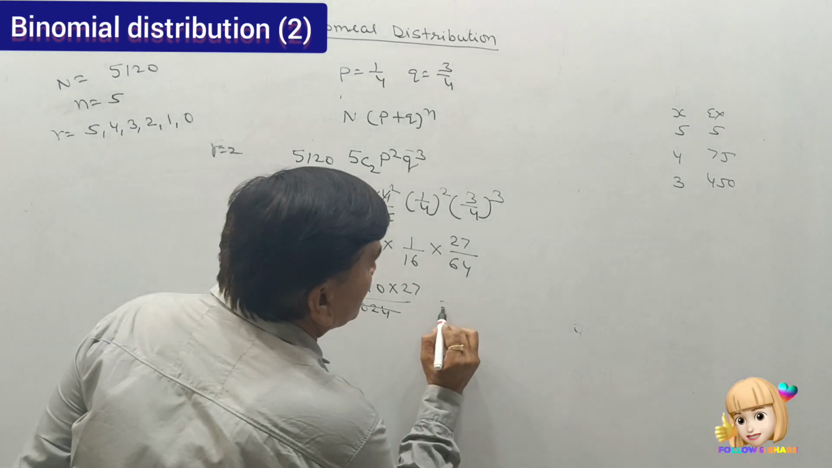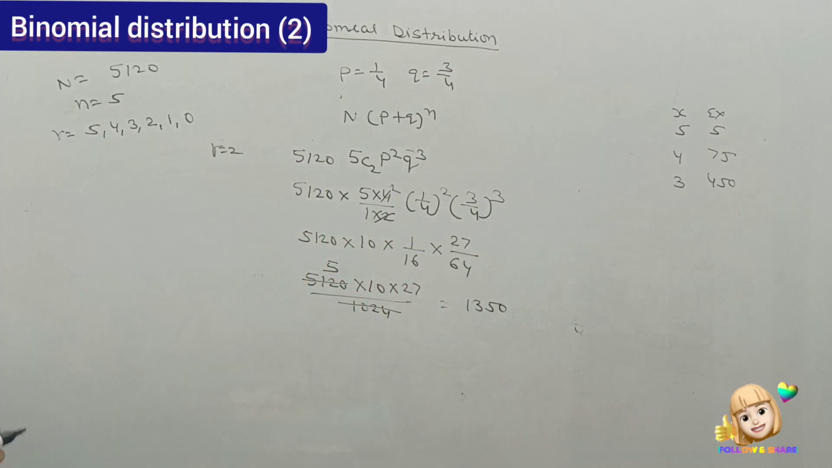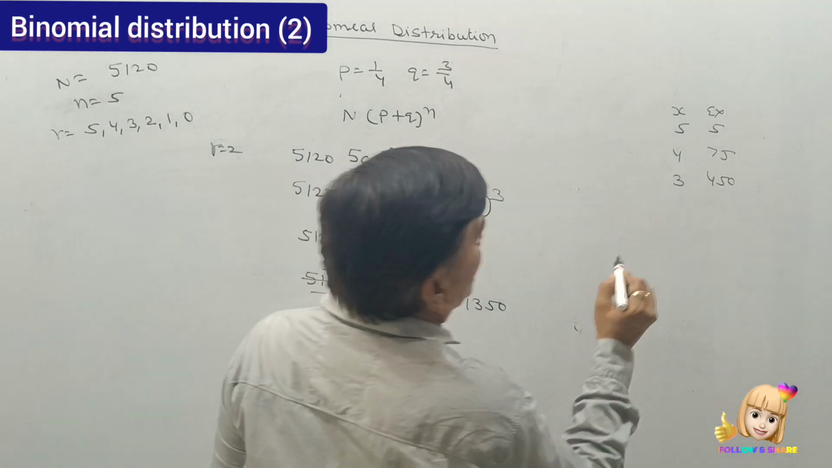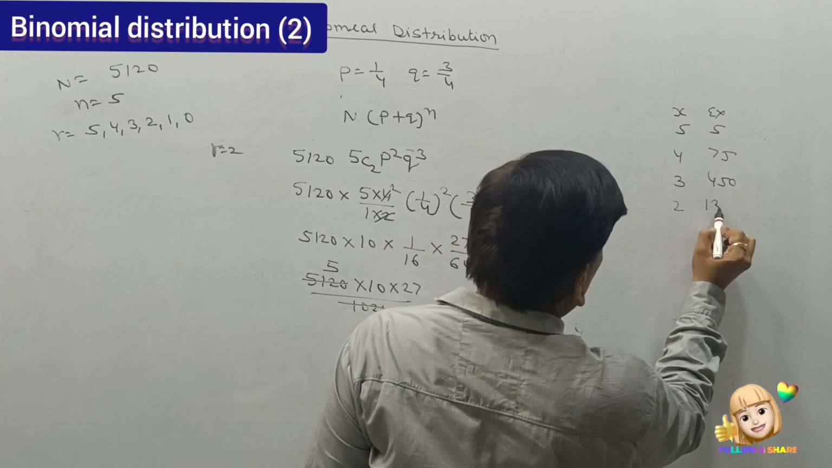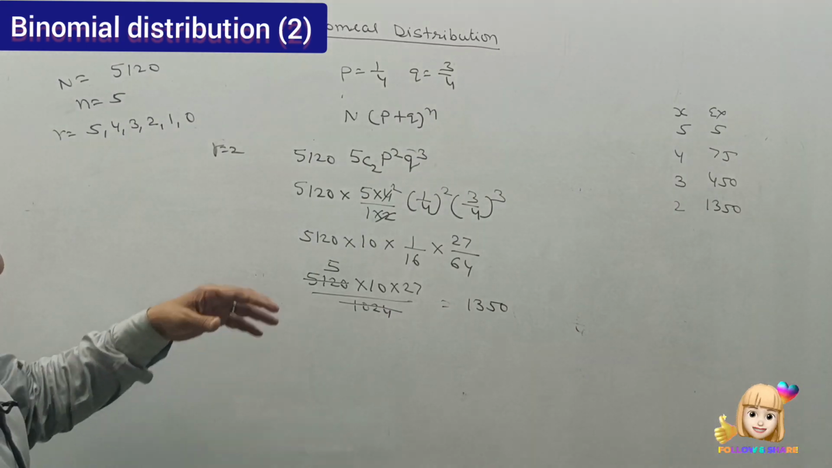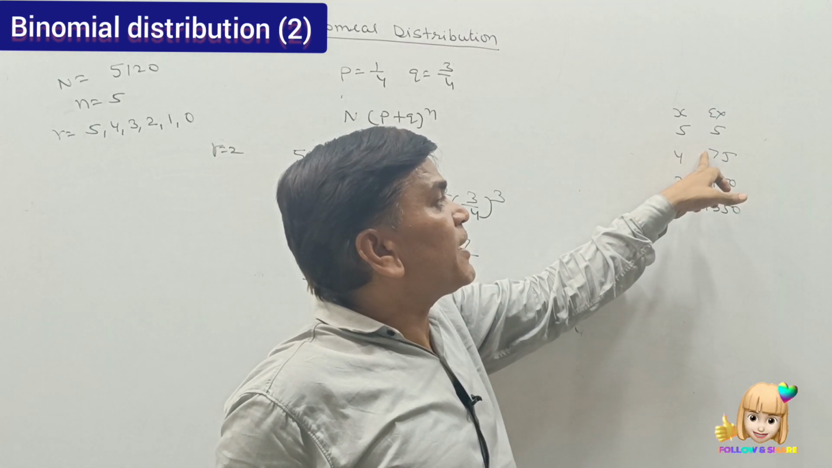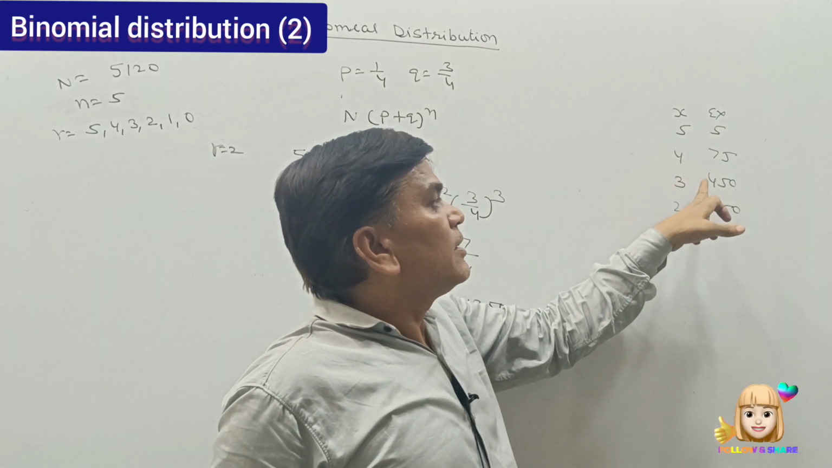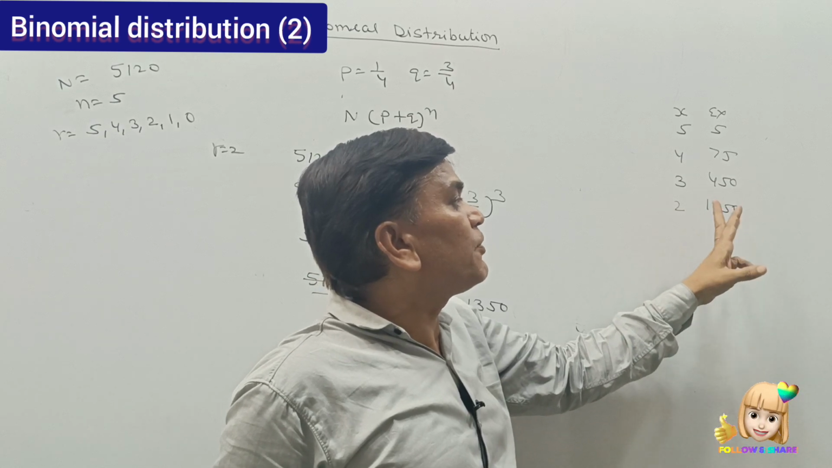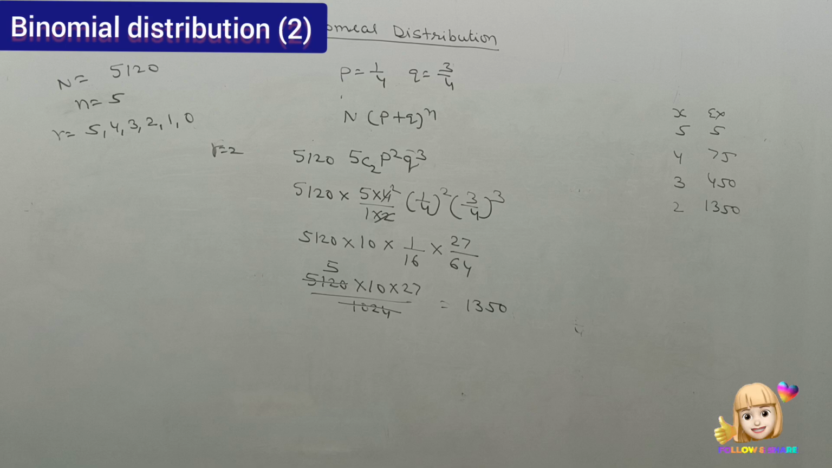So 1350 flower buds have to destroy. It means 2 destroy is 1350. It means this has 0 cultivation, this has 1 cultivation, 75 have 1 cultivation, 450 have 2 cultivation, 1350 have 3 cultivation: 0, 1, 2, 3.